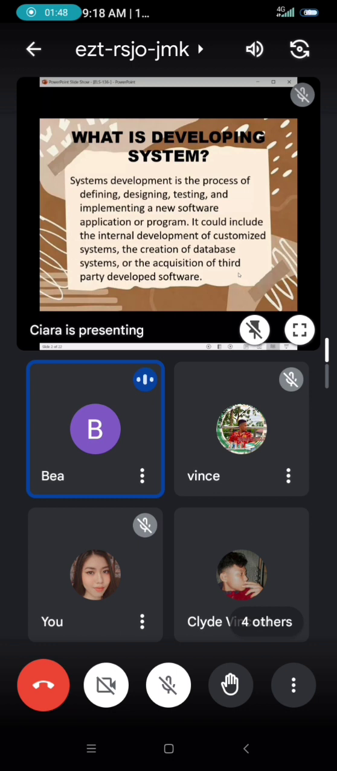So, examples of system development are customer relationship management, supply chain management, enterprise resource planning, financial management, feasibility analysis, requirements analysis, software design, and lastly software coding.